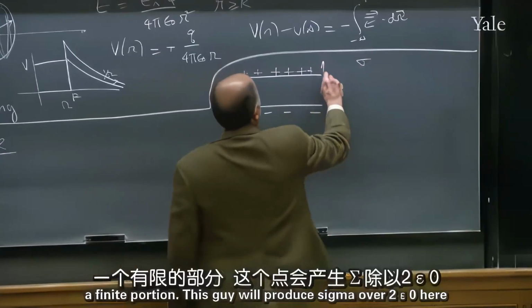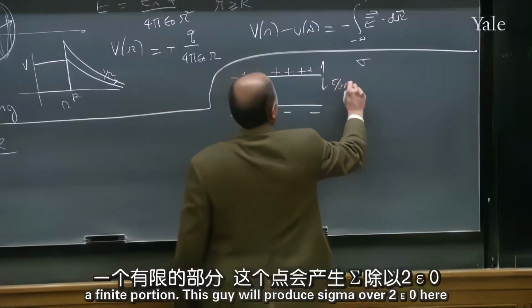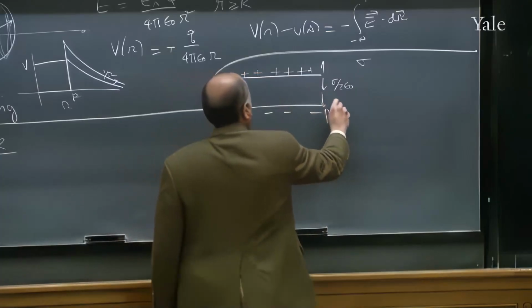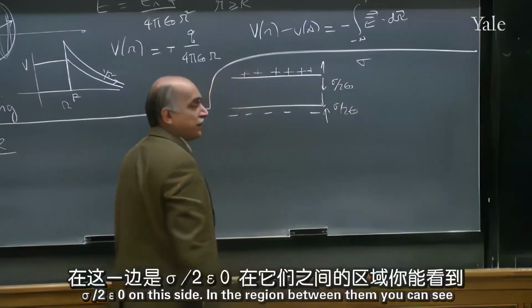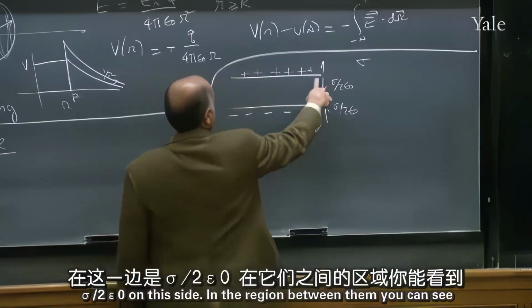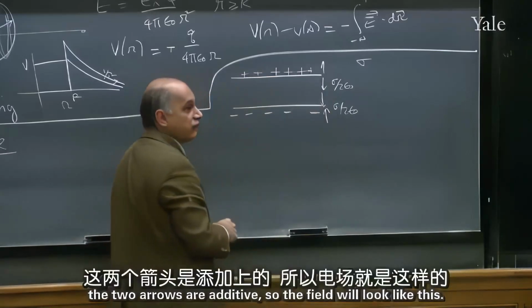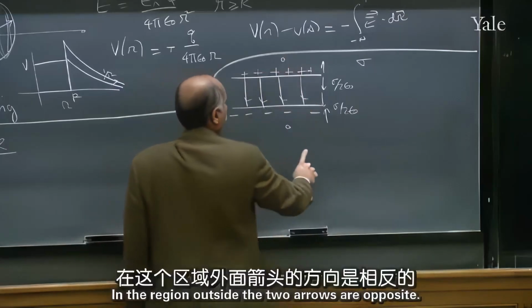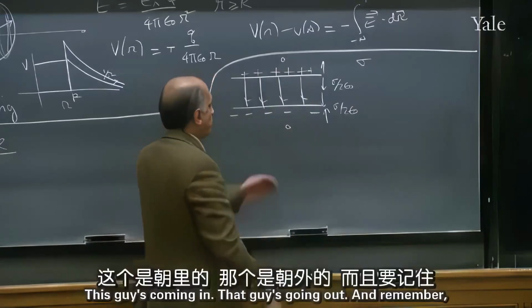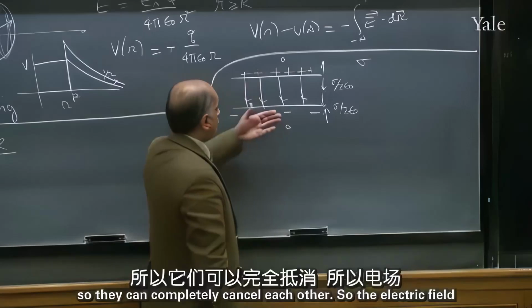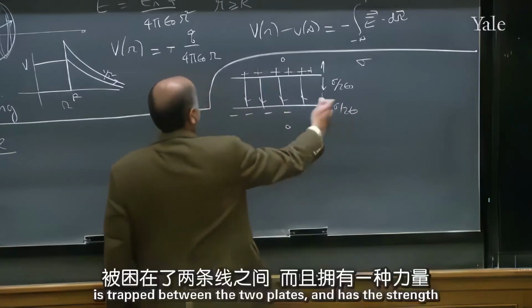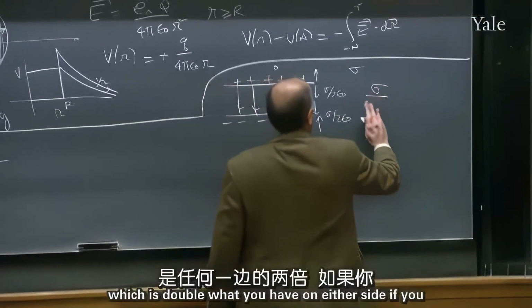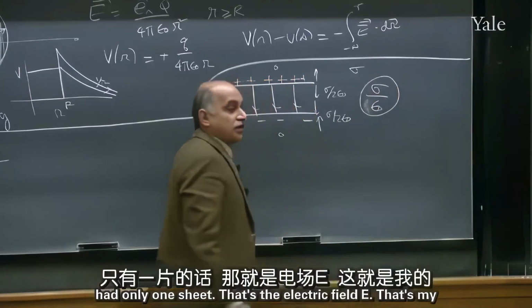This guy will produce sigma over 2 epsilon 0 here and here. This one, because it's negative charge, will do this, sigma over 2 epsilon 0 on this side. In the region between them, you can see the two arrows are additive. So the field will look like this. In the region outside, the two arrows are opposite. This guy is coming in, that guy is going out. Remember, the field doesn't diminish with distance due to either plate, so they can completely cancel each other. So the electric field is trapped between the two plates and has the strength, which is double what you would have on either side if you had only one sheet. That's the electric field E.